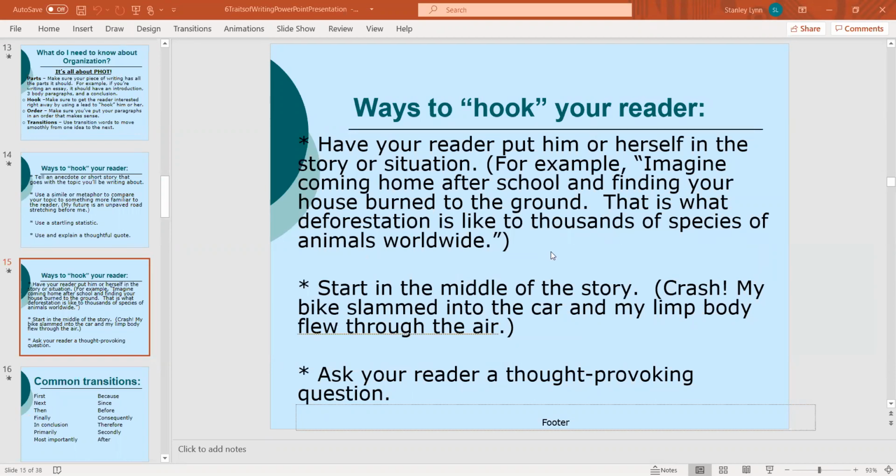Ways to hook your reader. Have your reader put him or herself in the story or the situation. For example, imagine coming home after school and finding your house burned to the ground. That is what deforestation is like to thousands of species of animals worldwide. So for example, if you were writing an essay on this, this is an example that you could put in, okay?